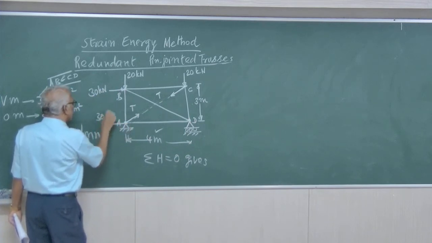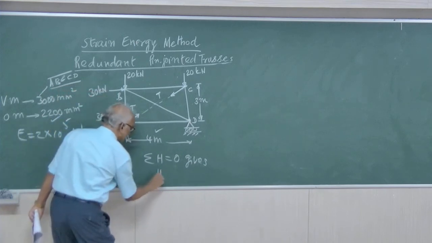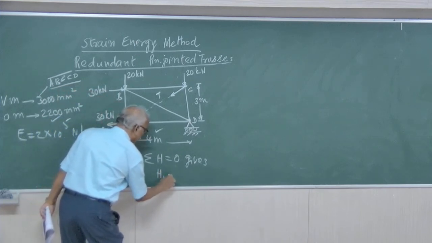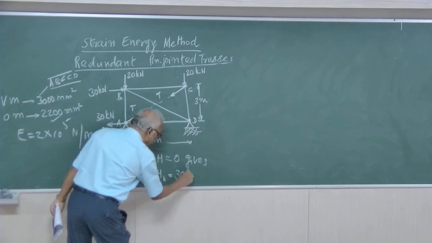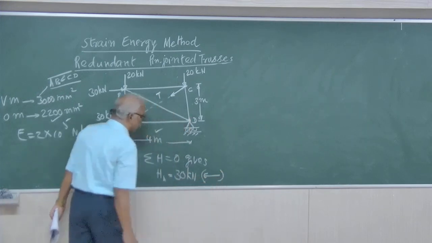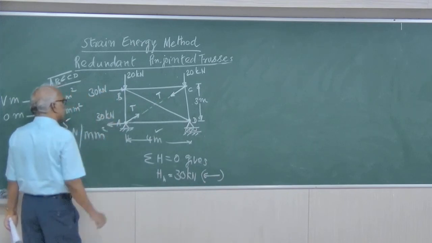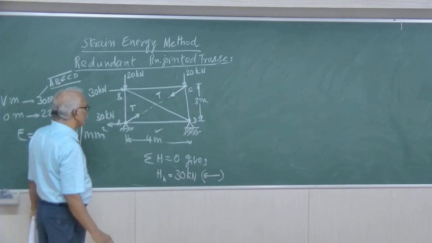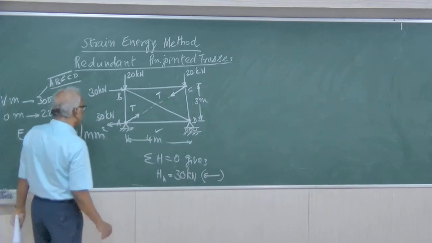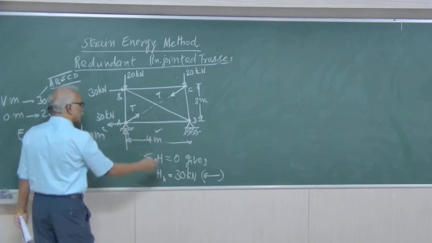So this is equal to 30. This is the reaction. So H A equal to 30 kilonewton, in the opposite direction. This we have to find out. Therefore these two satisfy sigma H equal to 0. Right. What about the vertical reactions? Vertical reactions VA and also VD.